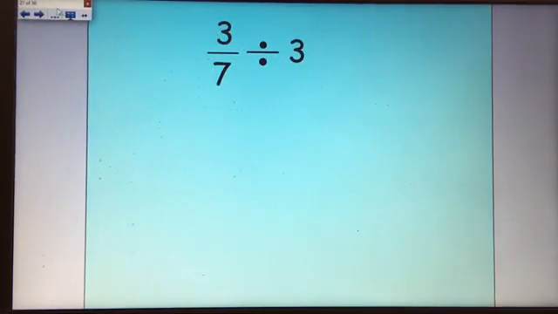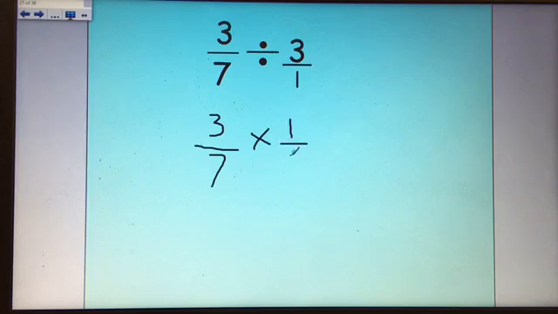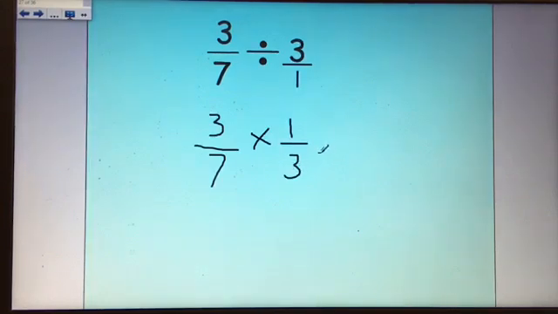Okay, so dividing fractions by a whole number. All you have to do is turn that 3 into a fraction, which, if you can remember, is 3/1. Then you do exactly the same thing. Keep, change, flip. 3/7 times, changing that to times, 1/3 equals 3 times 1 makes 3. 7 times 3 makes 21. You may have noticed you could simplify that down to make 1/7.